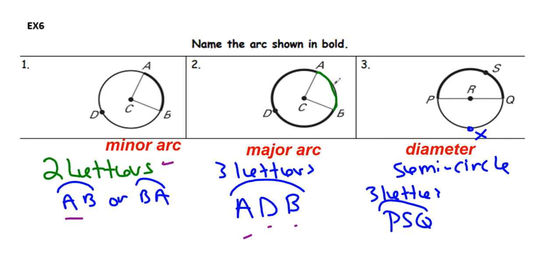Because if I said arc AB and you didn't know the difference between major and minor, you wouldn't know if I'm talking about this going all the way around or this way. So we have to have A, D, B as our major arc. And the same will hold true for a diameter, because if I said arc PQ, you don't know if I'm talking about the top half or the bottom half. So the top half is arc PSQ and the bottom half is PXQ. All right. So let's go ahead and get this going. So moving on.